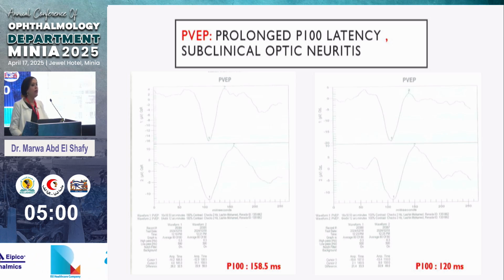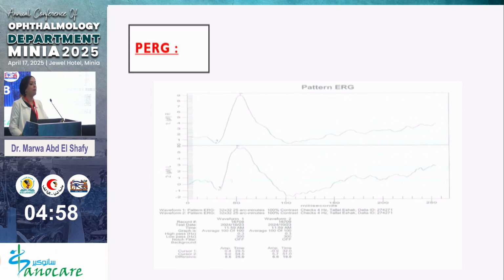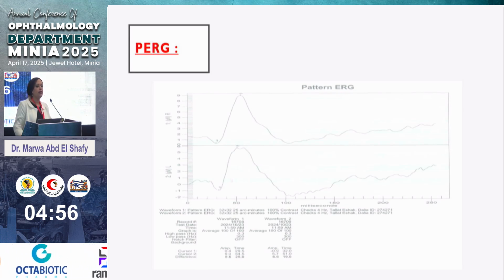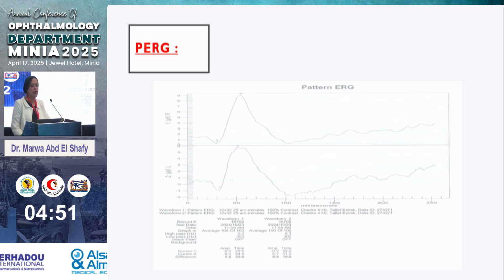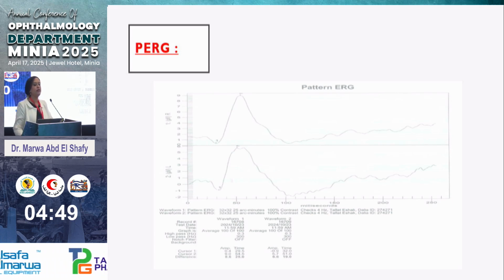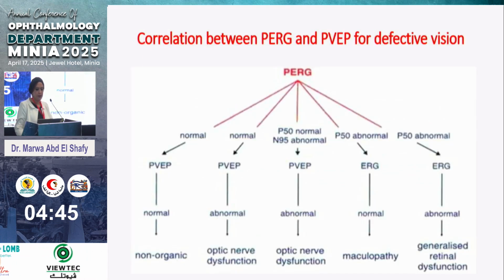When we have an abnormal pattern VEP, we have to do the pattern ERG to detect any macular cause of this abnormal VEP. In this patient, the pattern ERG is normal, so this confirms that the patient has a right optic neuritis. So in any case of defective vision, always correlate between ERG and VEP to differentiate optic nerve dysfunction from maculopathy from generalized retinal dysfunction.